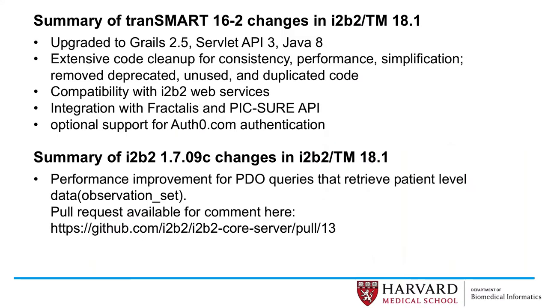If you go on the roadmap document, you'll see all the changes that happened, but here are the 5 main bullet points from the past year, going from Transmart 16.2 to the Transmart that we have in 18.1. We upgraded to the latest version of Grails, Servlet API 3 and Java 8. Then there was an extensive code cleanup for consistency and performance, to remove everything that was deprecated, unused, or duplicated code. Then real compatibility with the I2B2 web services, and the integration of the Fractalis plugin using the Picture API to retrieve the data, and optional support for the auth0.com authentication mechanism. This is optional, but you can have access to it in the quick start.